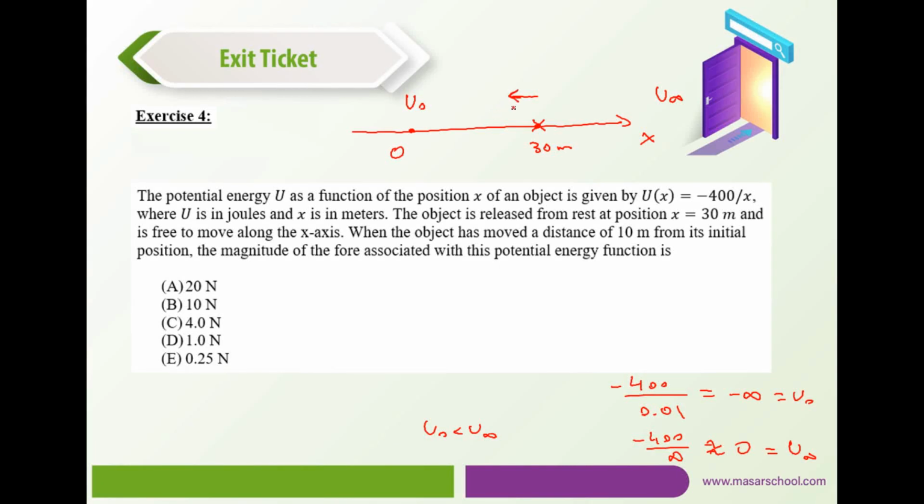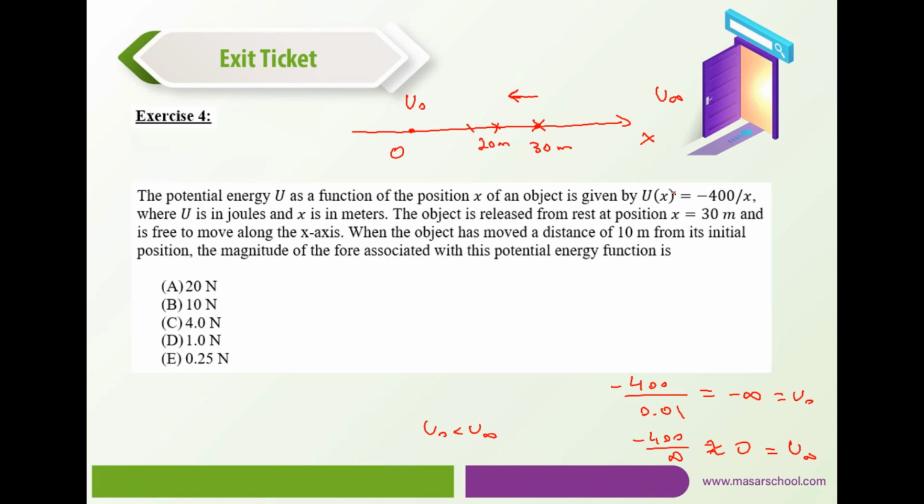Then for this reason, the object will move 10 meters toward the left, and its position would be given by 20 meters, which is somewhere here. They're asking us to calculate the magnitude of the force associated with this potential energy at which position when the object has moved 10 meters, 10 meters to the left. 10 meters to the left makes the new position to be 20 meters.